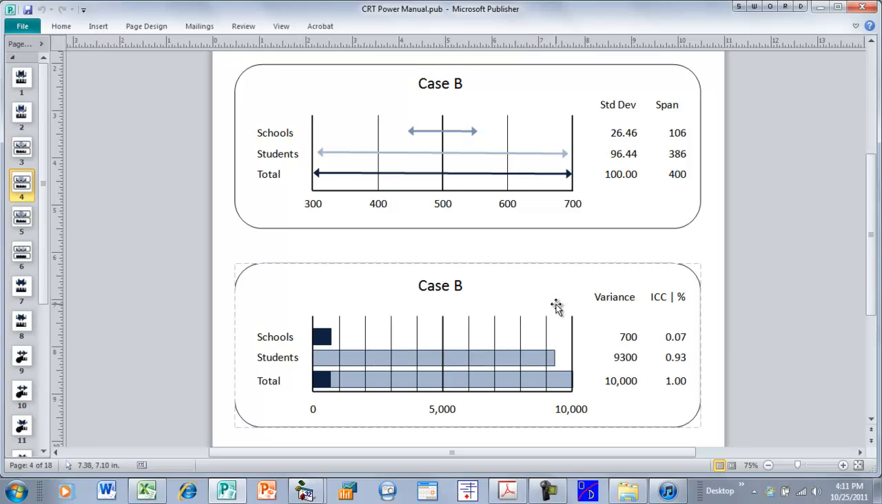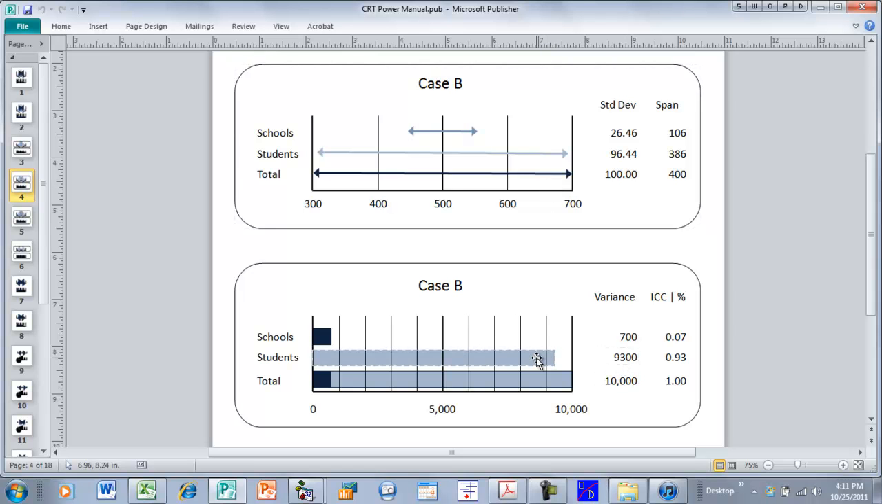Okay, given all of that, I should just point out one more thing, that the standard deviation over here corresponds, of course, to this variance. This is the square root of this, and this standard deviation is the square root of this. This total standard deviation is based on the square root of this whole thing. So if the variance down here is 10,000, the standard deviation is 100. The span is going to be 4 times that, or 400, which we see over here.